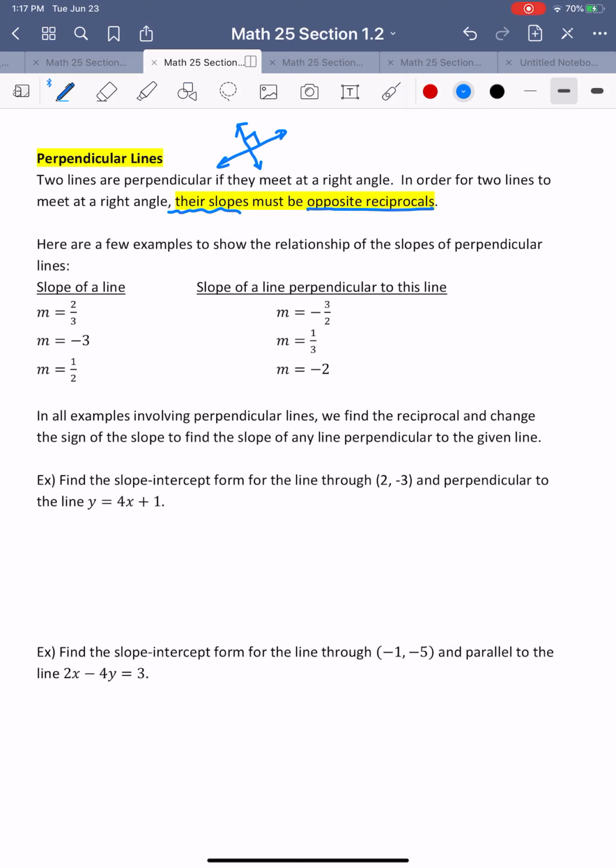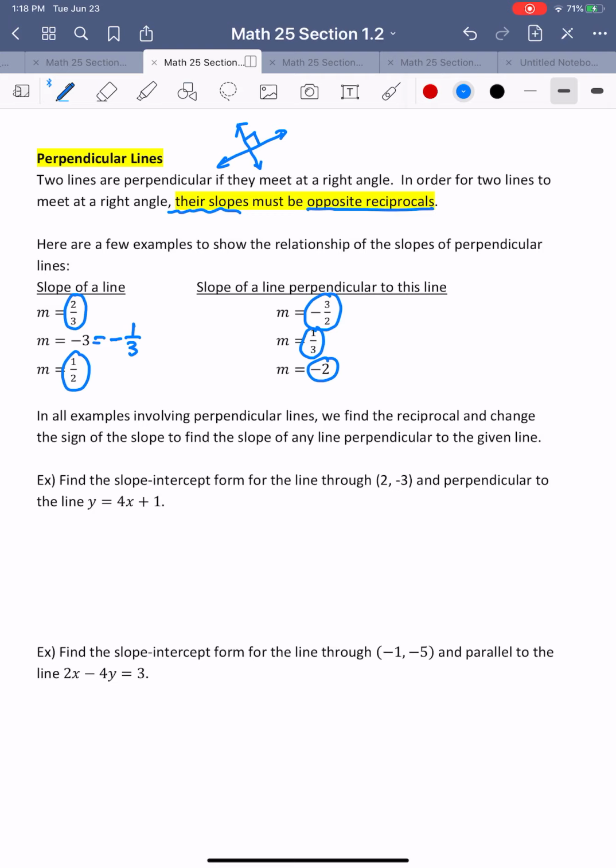So in order to find the opposite reciprocal, if one of the line's slope is 2/3, it should be the opposite. So you need to make it negative and then flip it, 3 over 2. If you have a negative 3 over 1, change it to a fraction. Since the given slope is negative, the other slope must be positive, because the signs must be different. This is 1 over 2, which means flip it to 2 over 1 with a negative, right? So that's what we call the negative reciprocal. So in all examples involving perpendicular lines, we take the reciprocal and change the sign of the slope to find the slope of any line perpendicular to the given line.